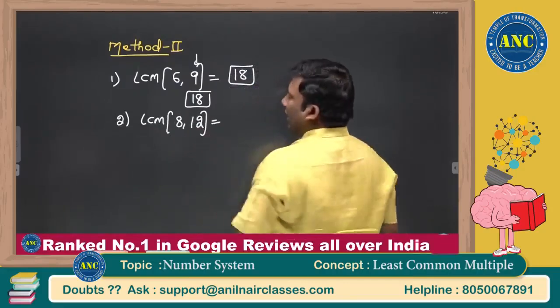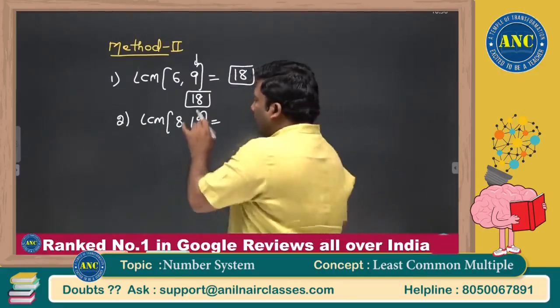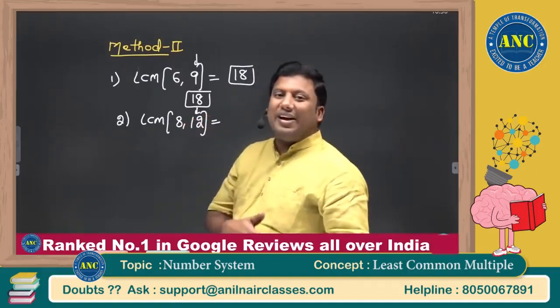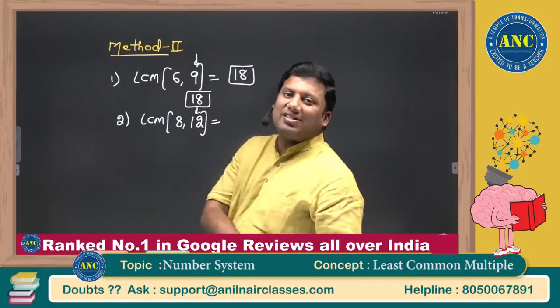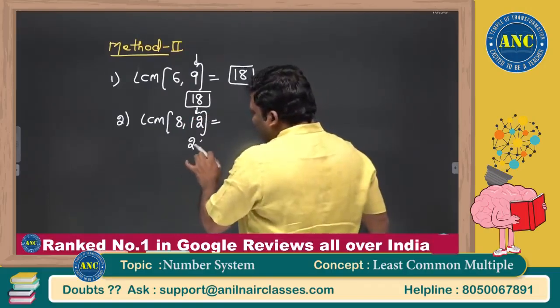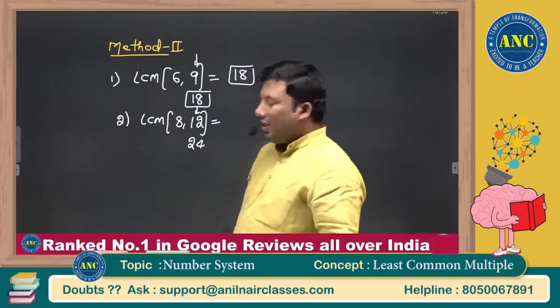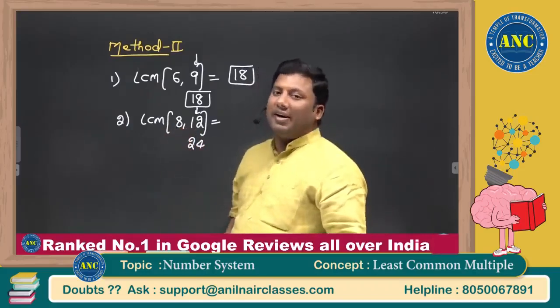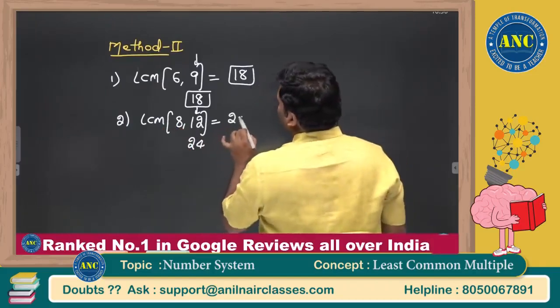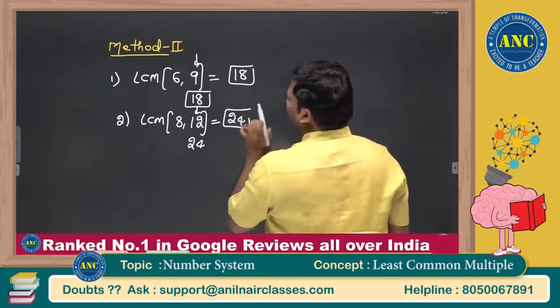Go to the largest number. Is 12 getting divided by 8? No. 8 ones are 8, 8 twos are 16. Go to the next multiple, 24. Is 24 getting divided by 8? 24 is 3 into 8. The answer is the multiple which is getting divided.